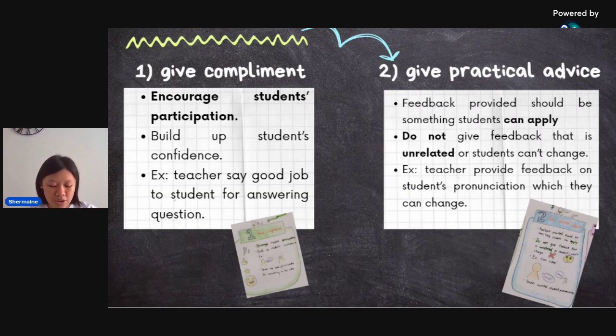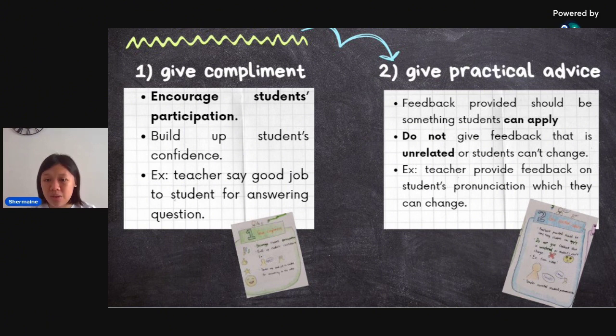So first is give compliments. As I said, one of them is to encourage positive behavior. So how can you encourage positive behavior? You give compliments, you encourage the student's participation, and you build up their confidence. So whenever the teacher asks the student to answer questions or do anything, after they finish, the teacher will always say, "Good job," as a sign of appreciation and as an encouragement.